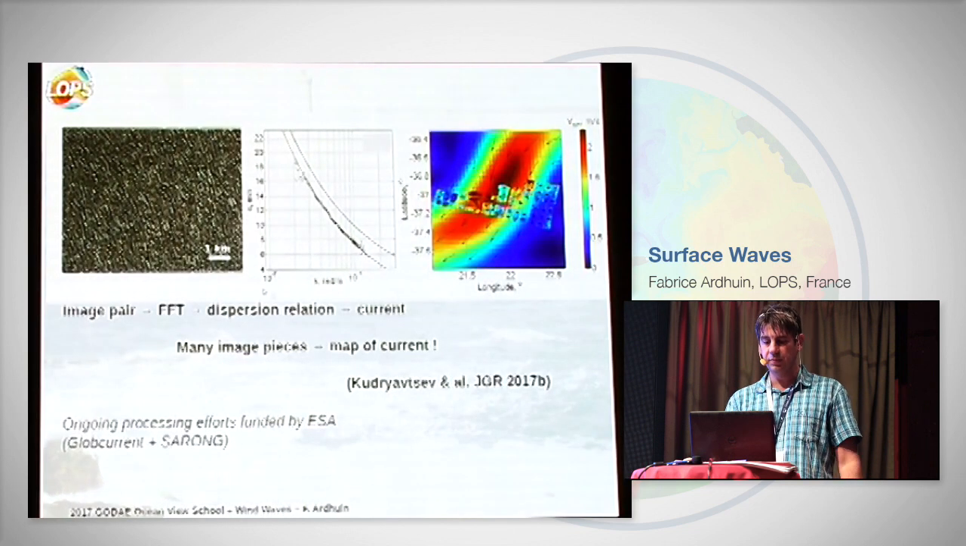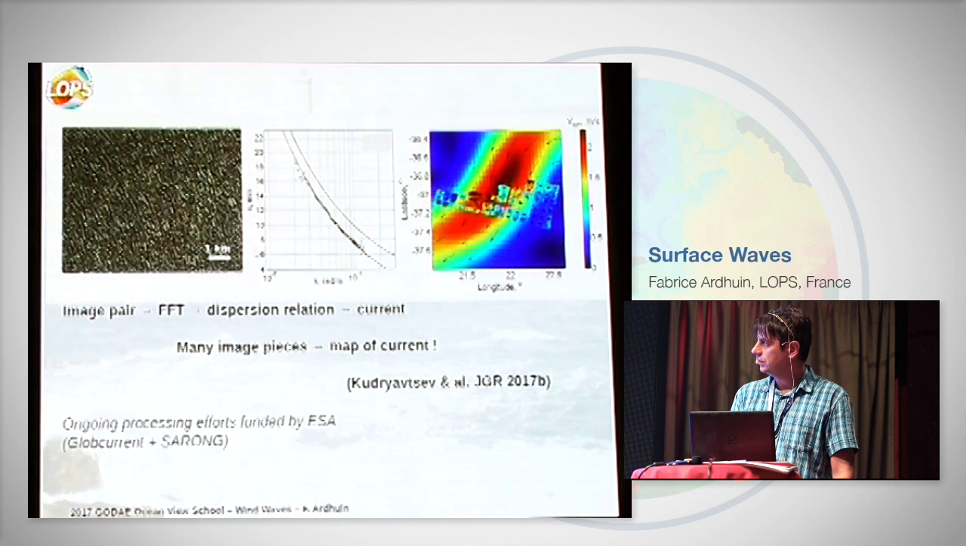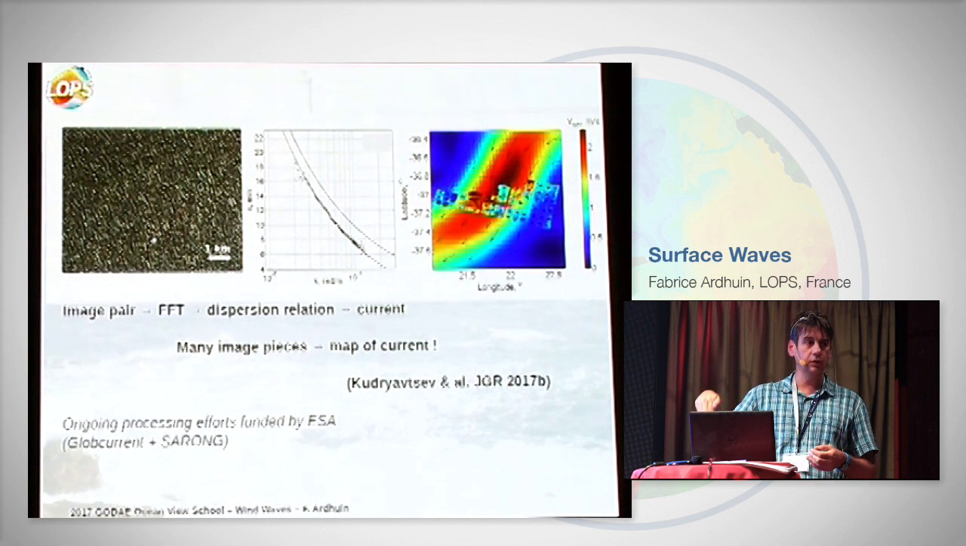And this is an example of a piece of the ocean with waves in it. You take a Fourier transform of that. And what's very nice with Sentinel-2 is that red, blue, and green are not taken together, but separated by about 1 second.